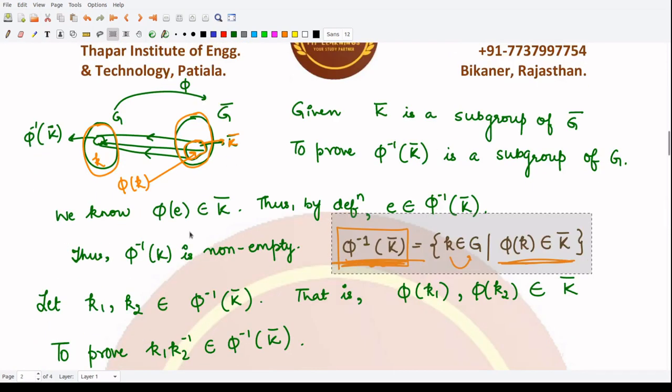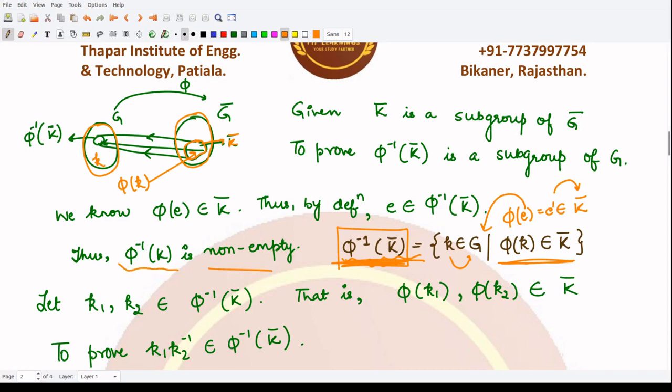Now by this definition, you know phi of E is E dash. It is obviously present in K̄, because being the identity element of a subgroup, it is always present. Hence E is present in phi inverse of K̄ by the definition. Hence phi inverse of K̄ is non-empty in nature.